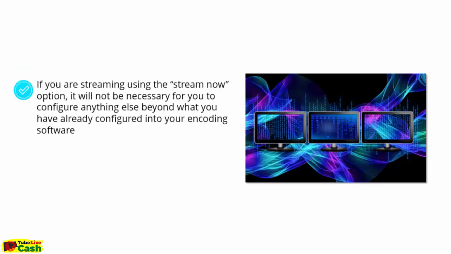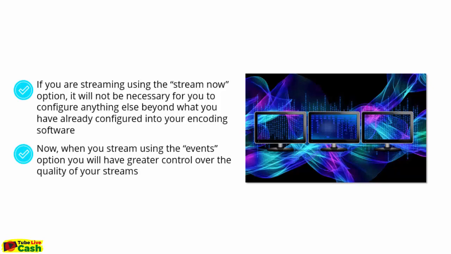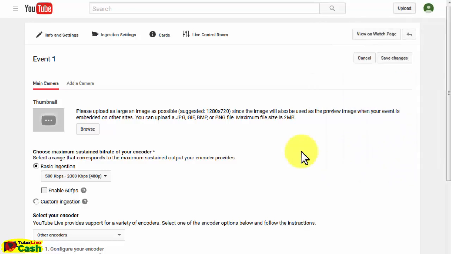If you are streaming using the Stream Now option, it will not be necessary for you to configure anything else beyond what you have already configured into your encoder software, as YouTube will automatically detect those settings and adapt accordingly. Now when you stream using the Events option, you will have greater control over the quality of your streams. This means that you will need to make some adjustments on your live control room before you can start streaming your event. So go to the Ingestion Settings tab in your live control room.